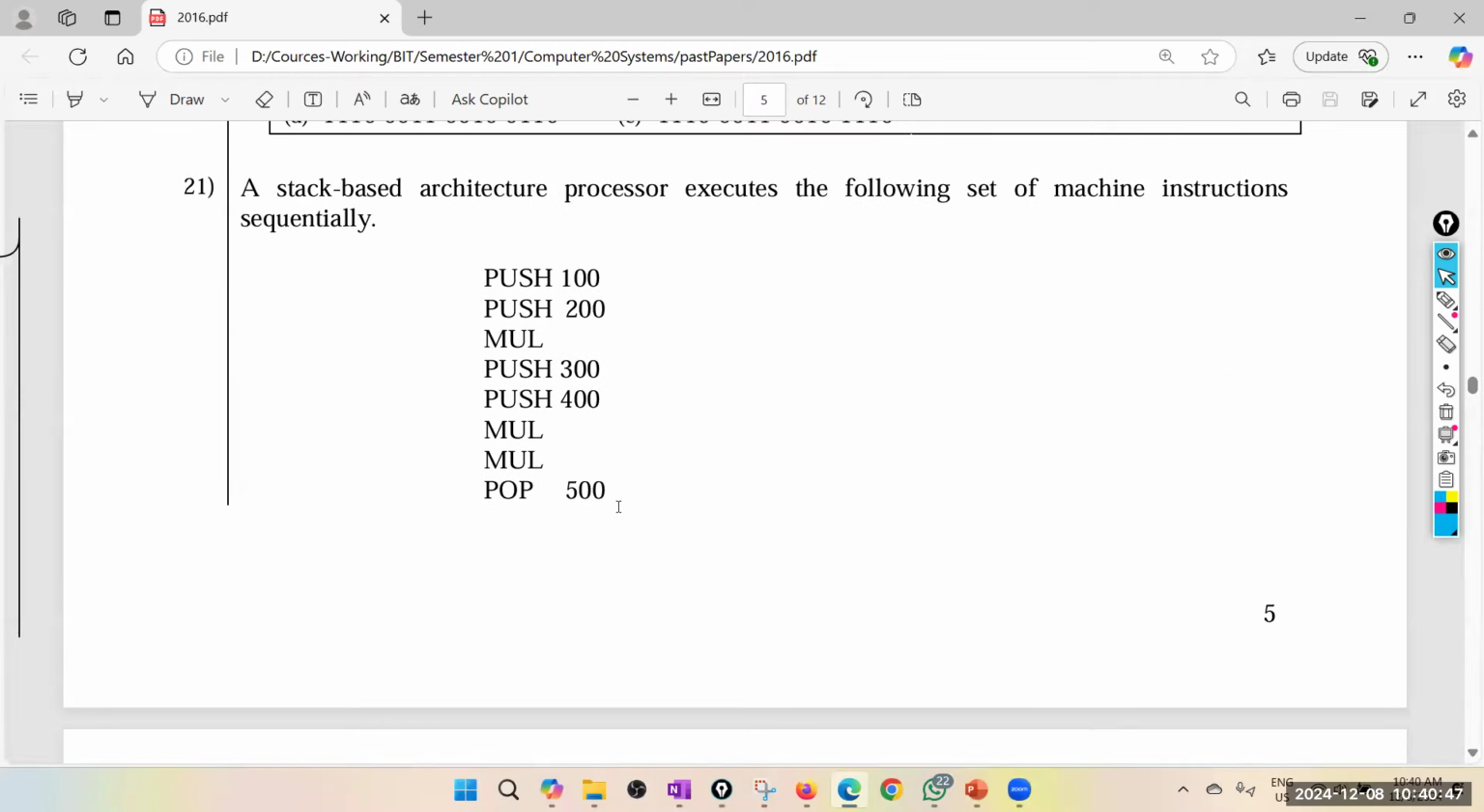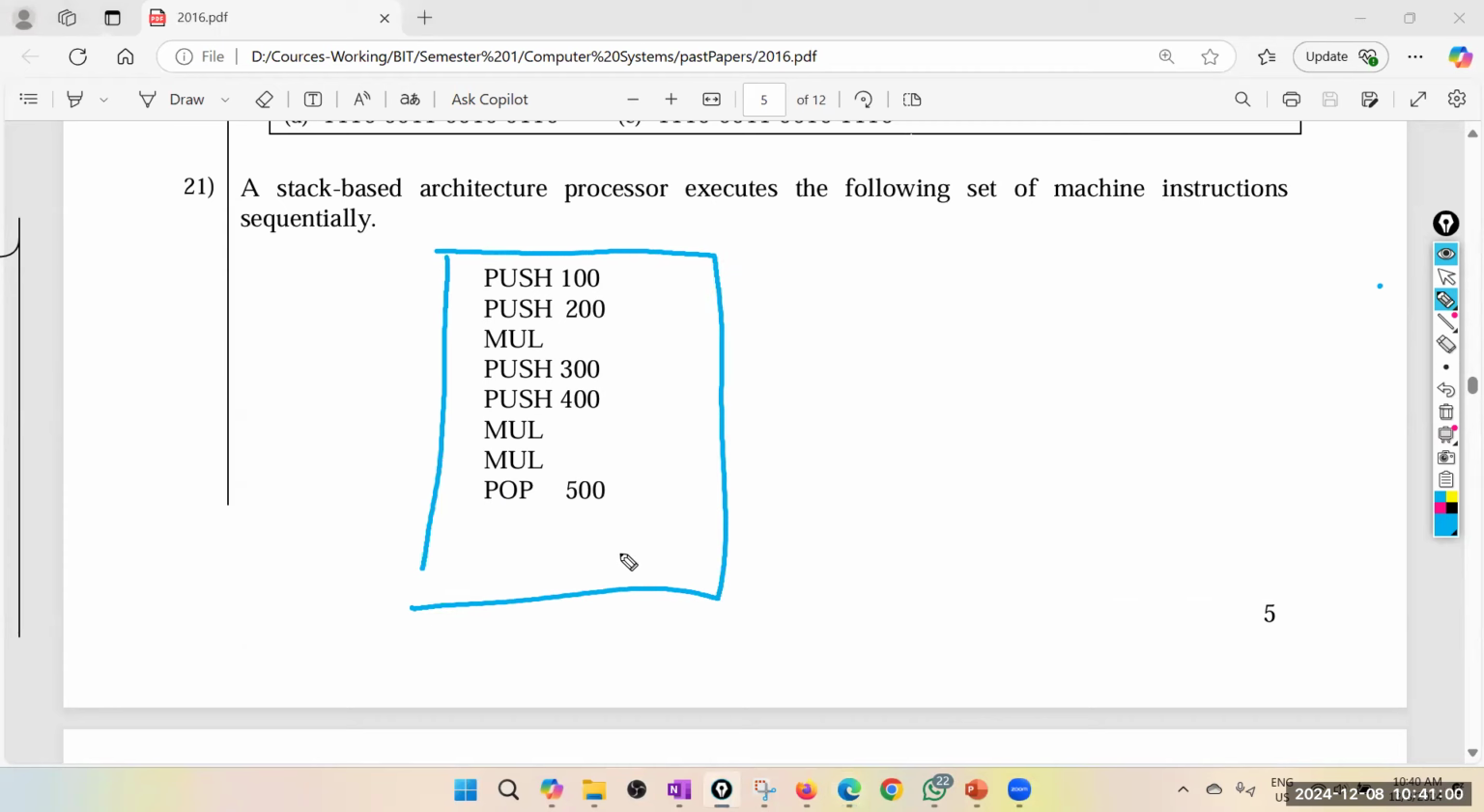A stack-based architecture processor executes the following set of machine instructions sequentially. So this is generated. I told you whenever you are given an assembly code, they must tell you for which processor architecture this code is generated. So it says stack-based architecture. So this code is related to stack-based. That is why you have the push, pop, and those statements. And this is your generated code, and this will be executed in the fetch, decode, execute cycle.